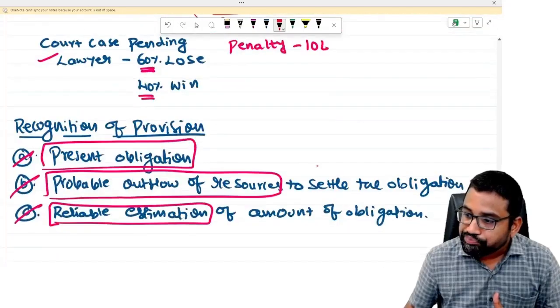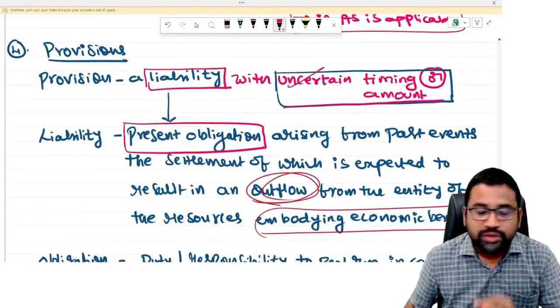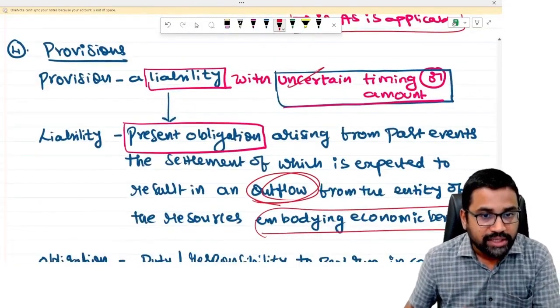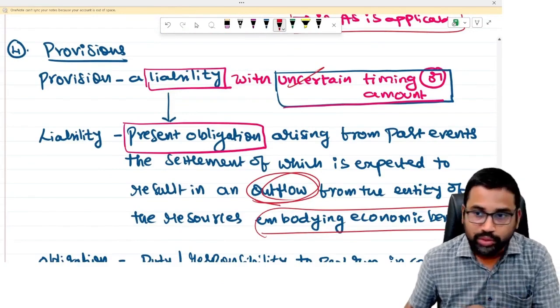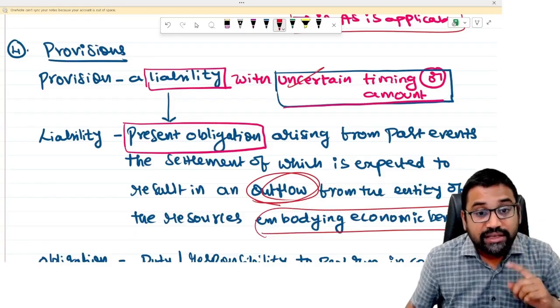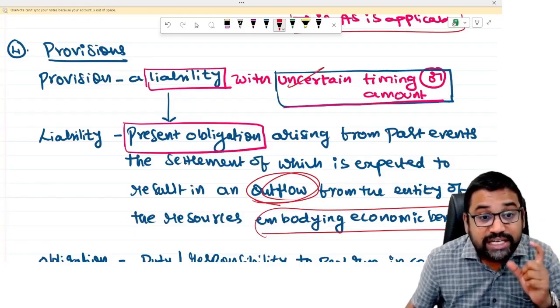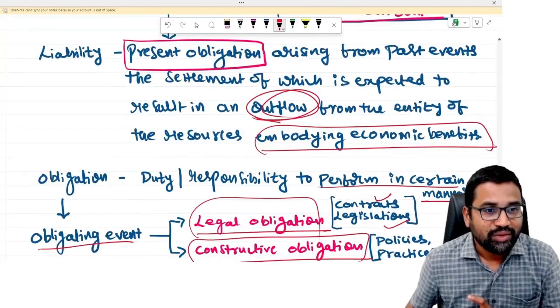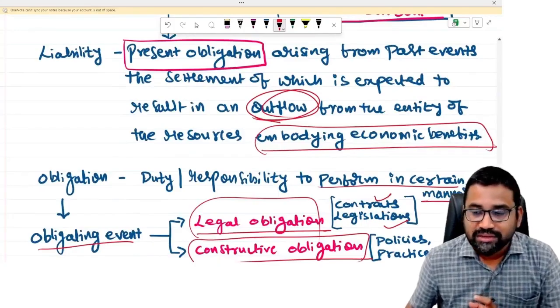So therefore, look at the things. A provision is a liability with uncertain timing and amount. Liability is a present obligation arising from past events, the settlement of which is expected to result in an outflow of resources embodying benefits.